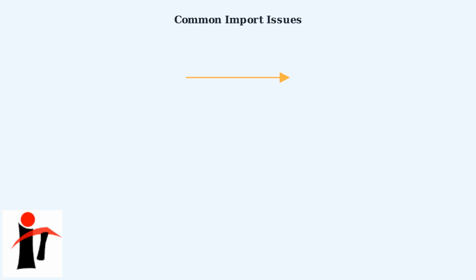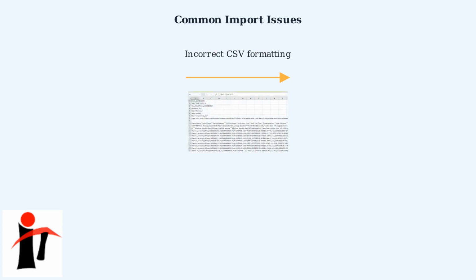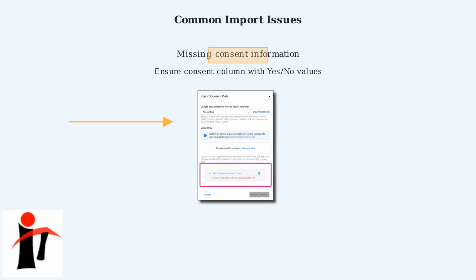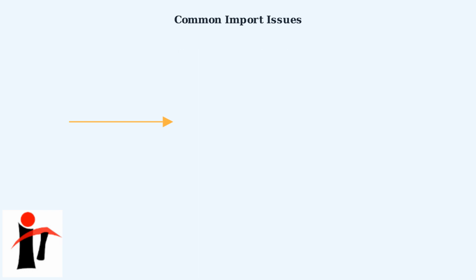Sometimes imports don't go as planned. Common issues include incorrect CSV formatting, missing consent information, or mapping errors. Incorrect CSV formatting can cause import failures. Check your file for proper headers and UTF-8 encoding. Missing consent information violates regulations. Ensure your CSV has a consent column with clear yes or no values.